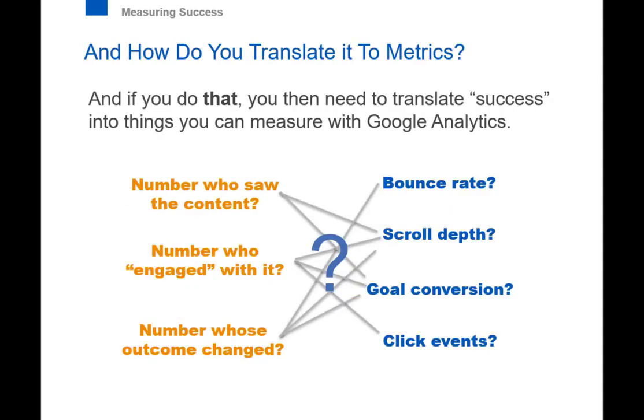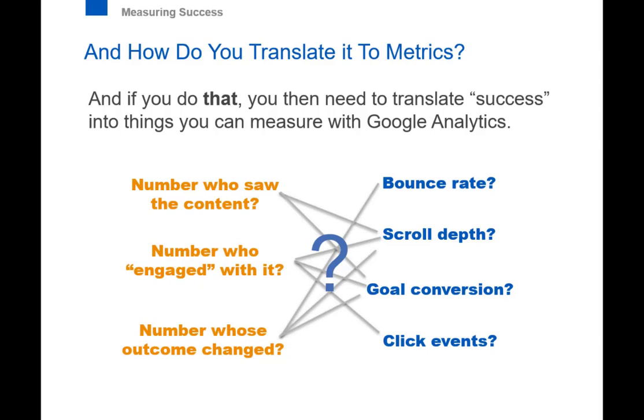So yes, we need to then translate those metrics, those success factors, into things that you can actually measure, which is not at all an obvious thing to do. So here are some on the right, and we'll talk about all these things that you could measure: click events, bounce rate, goal conversion. Well, one of these actually tells you who engaged with it. All of those are open to discussion, open to deliberation by your own organization.